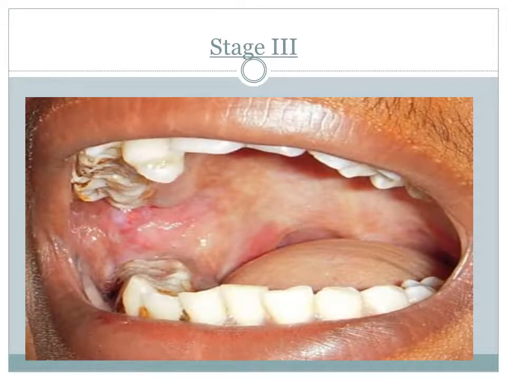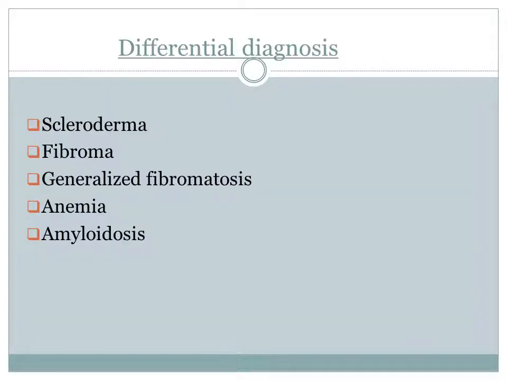Stage 3, the patient presents with all the complaints of stage 2. Also, there may be evidence of leukoplakia. Changes in the mucosa are whitish or brownish black. Differential diagnosis: scleroderma, fibroma, generalized fibromatosis, anemia, amyloidosis.